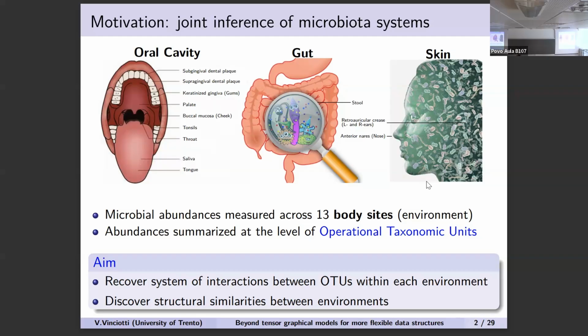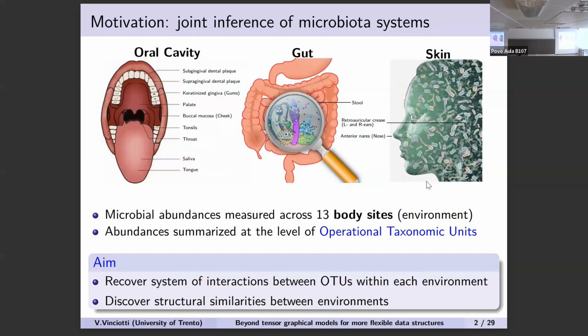And then the biologists do a number of experiments, in fact not just from the same location, but a number of sample locations. This is data that you will see on 13 body sites. I'm going to call them environments.